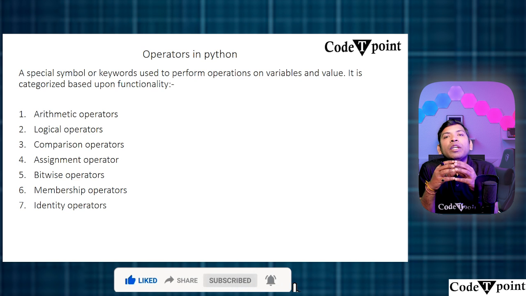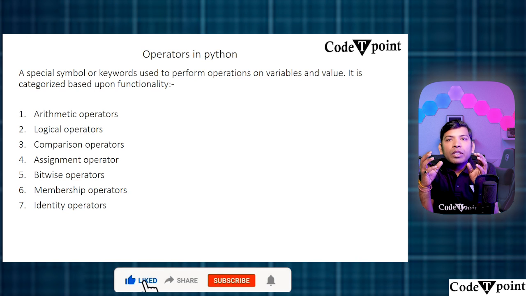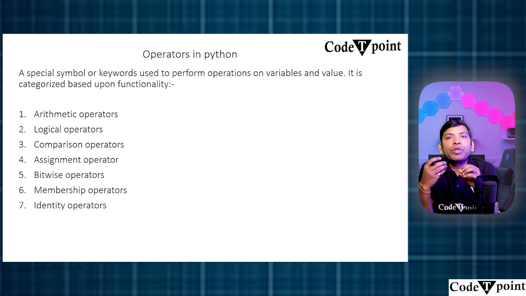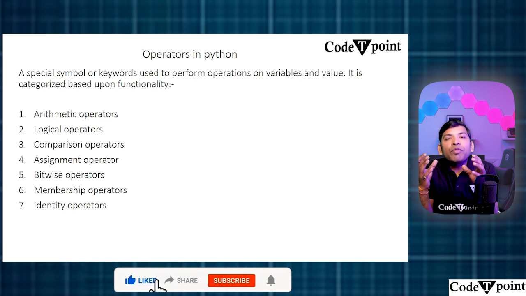For example, if we have to perform the addition of two numbers, what will we write? A plus B. This plus symbol is called an addition operator, or you can say this is a part of the arithmetic operator. Similarly, if we have to subtract two numbers, like A minus B, the minus symbol is called a subtraction operator and it also comes under the arithmetic operator. Similarly for multiplication, division, and so on.